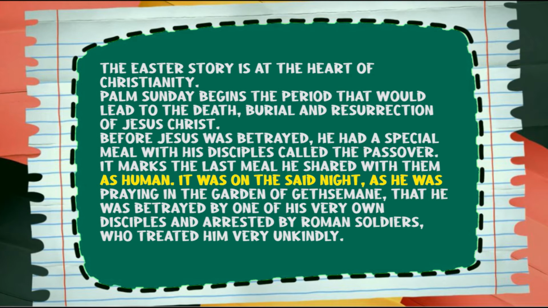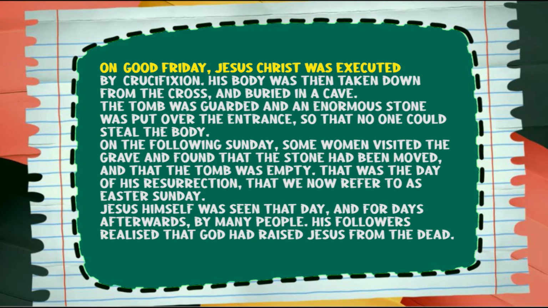It was said that the same night, as he was praying in the Garden of Gethsemane, he was betrayed by one of his very own disciples and arrested by Roman soldiers who treated him very unkindly. On Good Friday, Jesus Christ was executed by crucifixion. His body was then taken down from the cross and buried in a cave. The tomb was guarded, and an enormous stone was put over the entrance so that no one could steal the body. On the following Sunday, some women visited the grave and found that the stone had been moved and that the tomb was empty. That was the day of his resurrection that we now refer to as Easter Sunday.